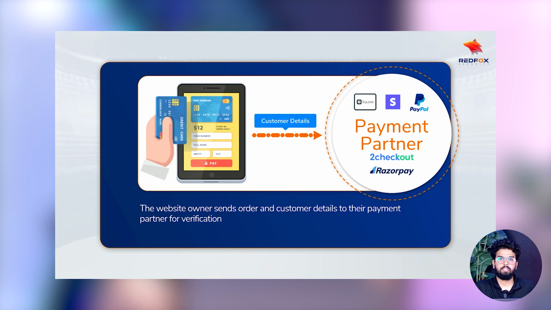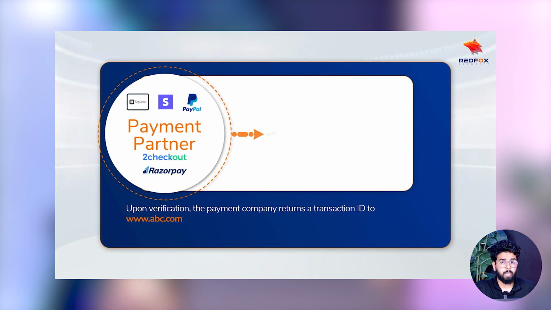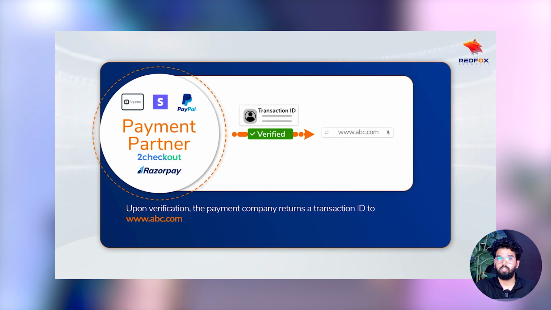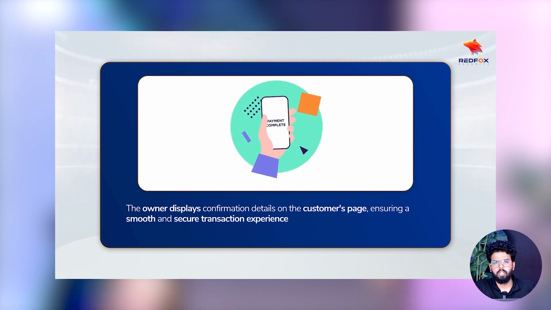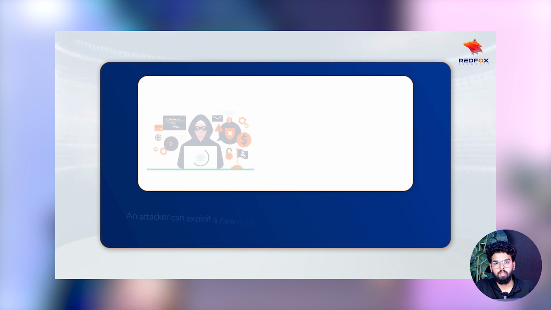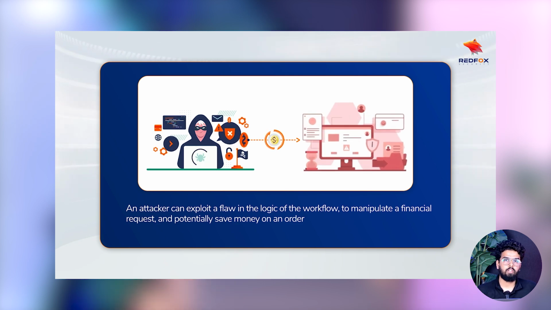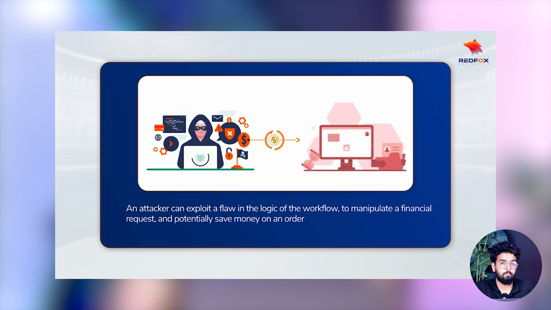The owner sends order and customer details to their payment partner for verification. Upon verification, the payment company returns a transaction ID to www.abc.com. The owner displays confirmation details on the customer's page, ensuring a smooth and secure transaction experience. An attacker can exploit a flaw in the logic of the workflow to manipulate a financial request and potentially save money on an order.